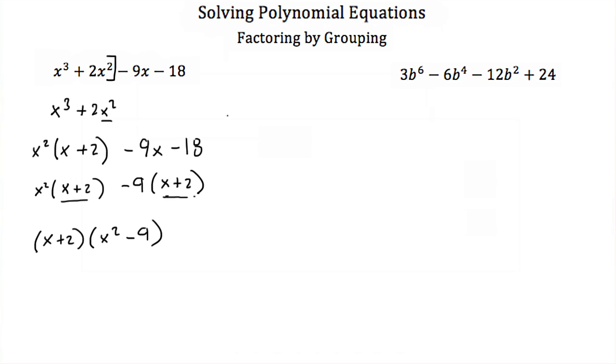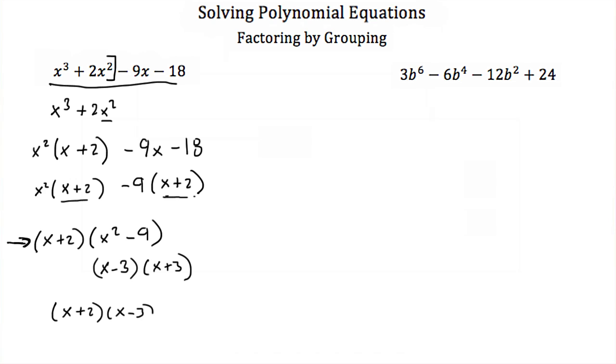So we've now used factoring by grouping to factor this equation into this. Now this isn't quite done yet because we can still factor our x squared minus 9. This is a difference of squares, so this will break down into an x minus 3 and an x plus 3. So our final factoring then is x plus 2 times x minus 3 times x plus 3.